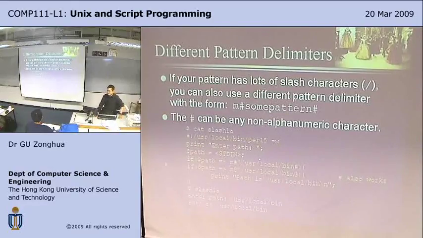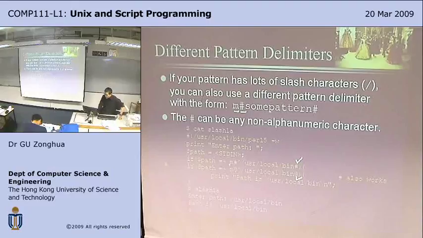So to make it easier, if your pattern has a lot of slash characters, you can use a different pattern delimiter with m followed by any non-alphanumeric character, that is not a digit, not an alphabetical character. So pound is okay, add is okay, underscore is okay, dash is okay. Anything that's not an alphanumeric character can be used as a delimiter as long as you have an m in front of it.